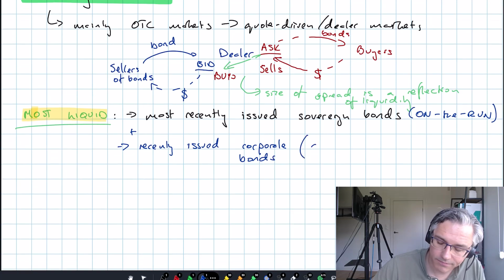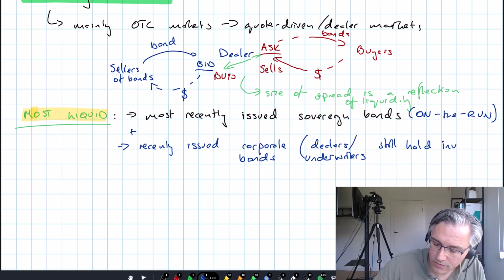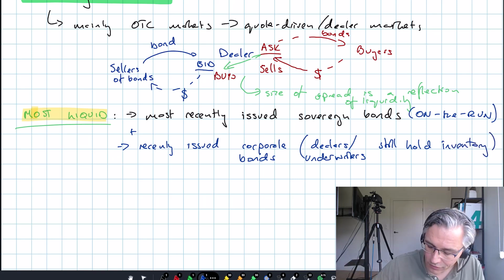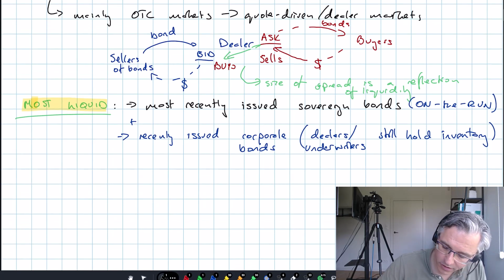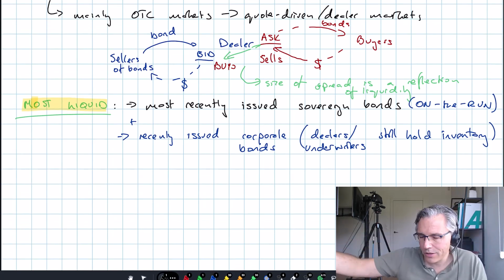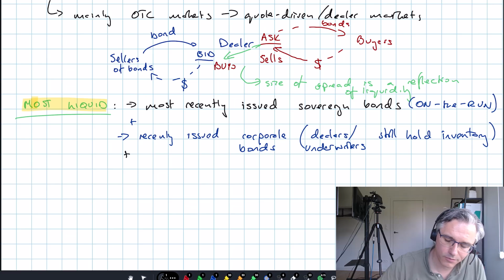Because very often the dealers and the underwriters who are handling the issue still hold some inventory of these bonds, which hasn't made its way into the end investor's portfolio, who will typically hold them maybe not until maturity, but for a longer time duration.